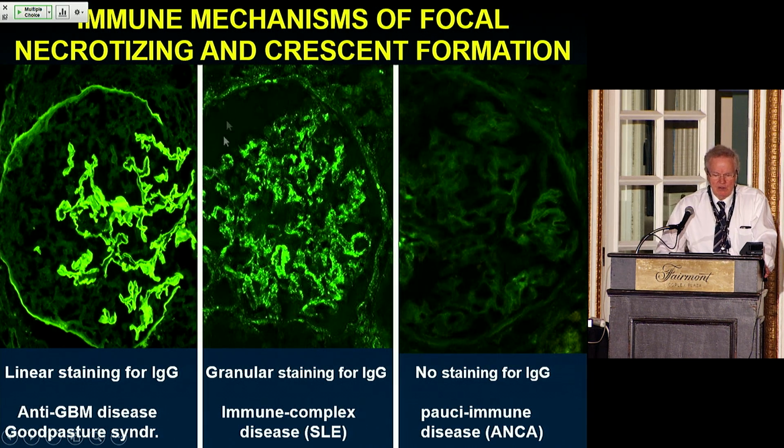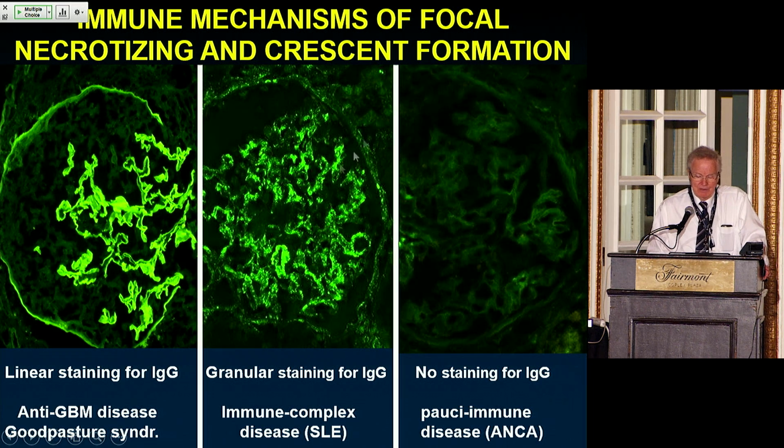By immunofluorescence, you can recognize the linear pattern of anti-GBM disease here: continuous, very fine, linear, ribbon-like. Notice here the crescent is negative for IgG. This is IgG staining. Here you see an immune complex disease. This patient has lupus that is crescentic. And on the right-hand side, you see no immunoglobulin, just background staining in a patient that has an ANCA-driven polyangiitis. So the immunofluorescence tells you apart.